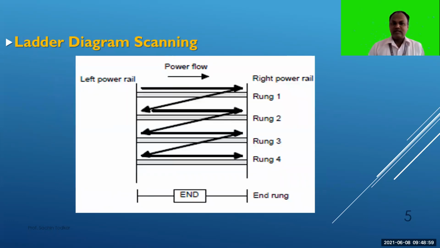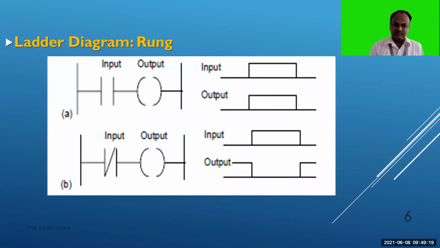How does ladder diagram scanning happen? It happens in a zigzag manner. First the first rung is scanned, then it comes to the second rung's starting point. Again it goes from left to right, and in a zigzag manner it is scanned till the end rung. That is the logic of scanning a ladder diagram.